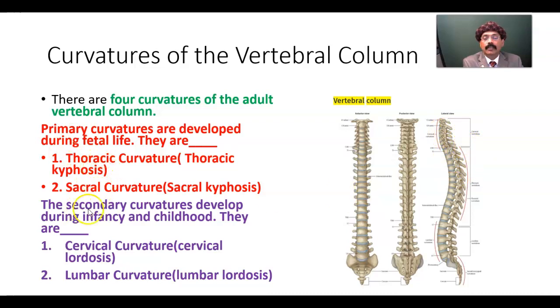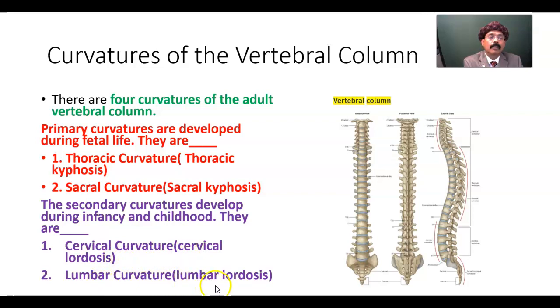Then we get the secondary curvatures that develop during infancy and childhood. Exactly, it begins to develop during the late embryonic period, but it is more developed during infancy and childhood. They are the cervical curvature. This is the cervical curvature. When the newborn baby is born, after a few months the baby is crawling and likes to raise the head, and the cervical curvature is well developed after 3 to 4 months. That is the cervical curvature or cervical lordosis.